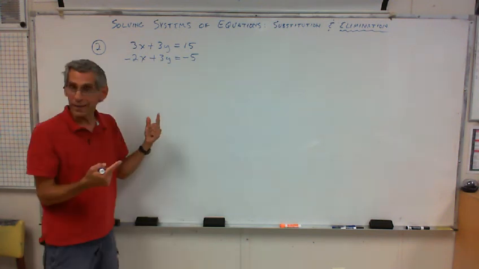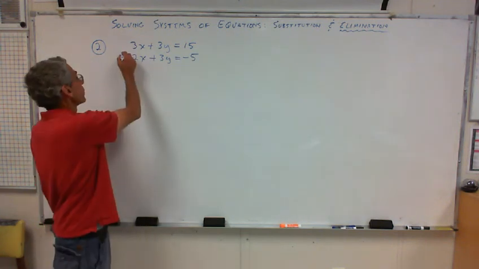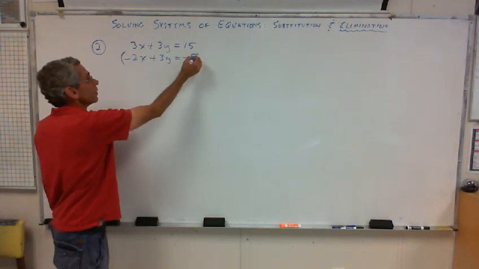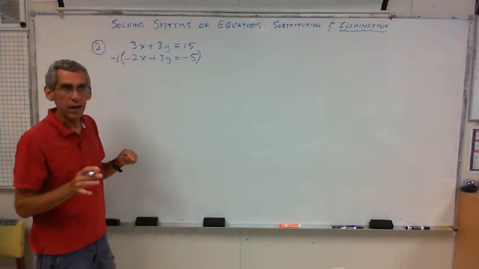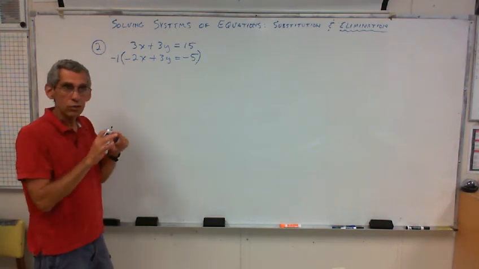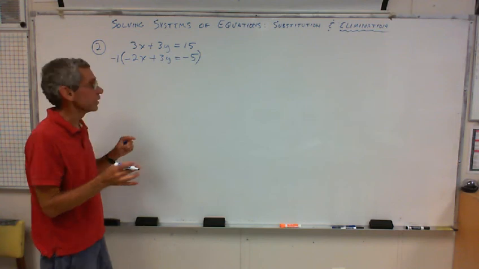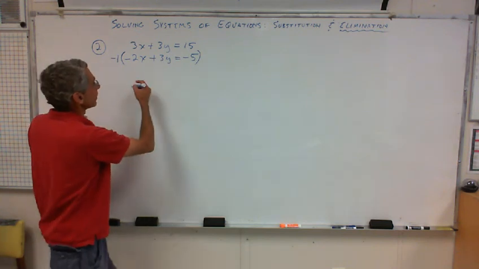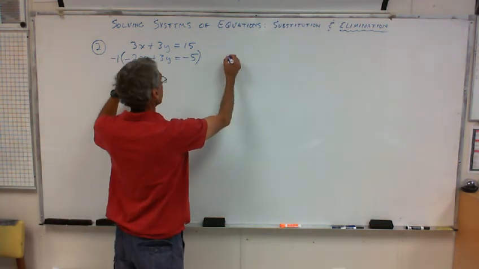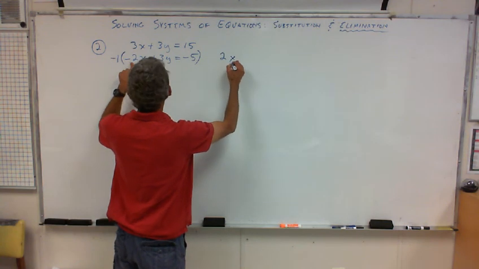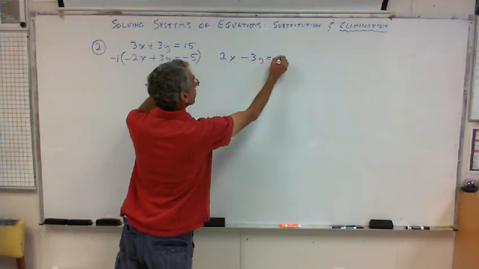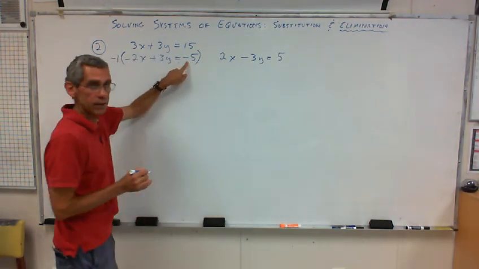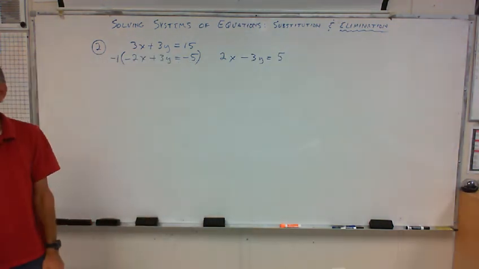So I'm going to make it negative 3y by multiplying this entire equation by negative 1. And whenever you multiply an entire equation by negative 1, you're changing every sign in that equation. So suddenly, this equation, I'll write it over here, it's now going to be positive 2x and negative 3y equals positive 5. Okay? Do you see how I did that? Does it make sense, Clayton? Yep. Karen, does it make sense to you?